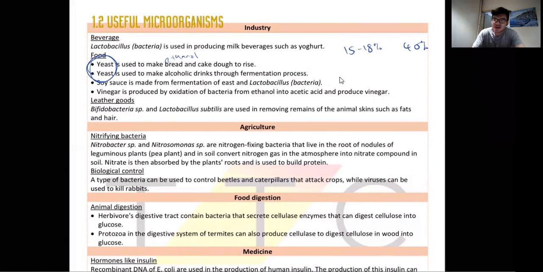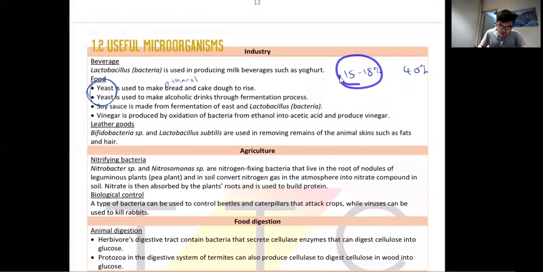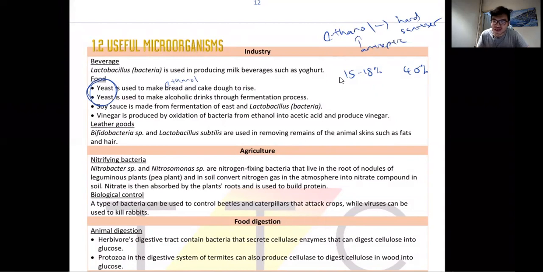All right, so you might say, sir, how do we get this from 15 to 18 to 40 then? First of all, why would they stop here? As you know, ethanol, do you know where else can you find ethanol? Ethanol is found in your hand sanitizer. As you know, hand sanitizer is a disinfectant. It's an antiseptic. So alcohol is actually an antiseptic.